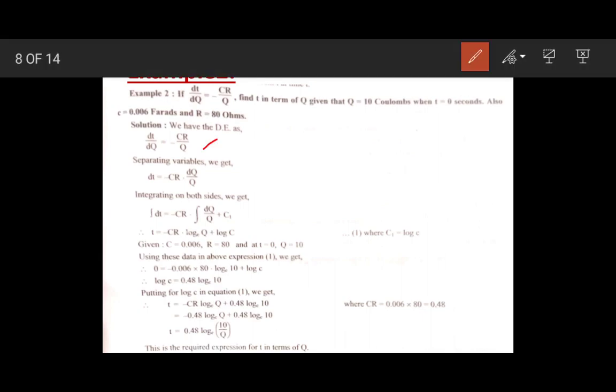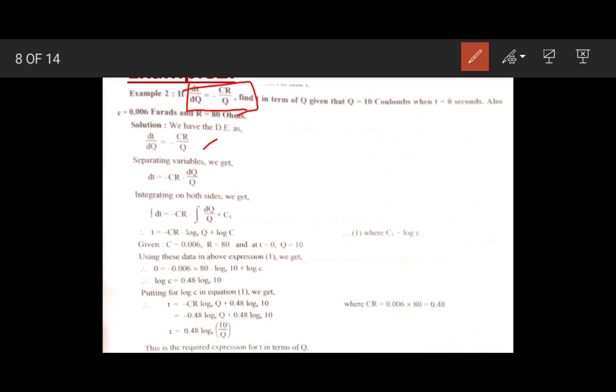Now see one more example. If dt upon dq is equal to minus CR upon q, find t in terms of q, given that q is equal to 10 coulomb when t is equal to 0 seconds. Also C equal to 0.006 farads and R is equal to 80 ohms. Values are given, so we have to find t in terms of q. First let us see the equation: dt upon dq is equal to minus CR upon q.